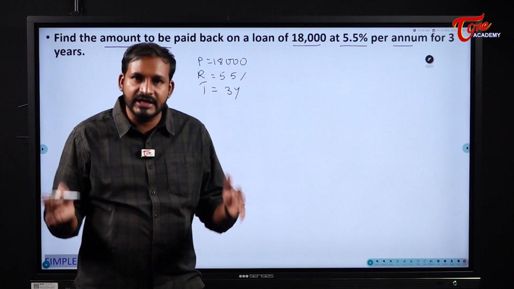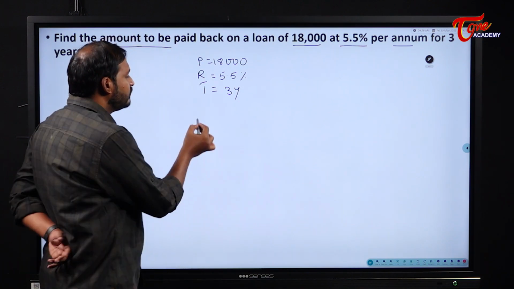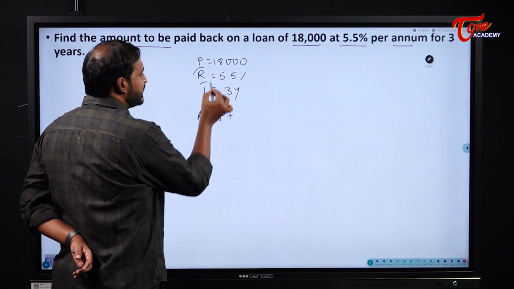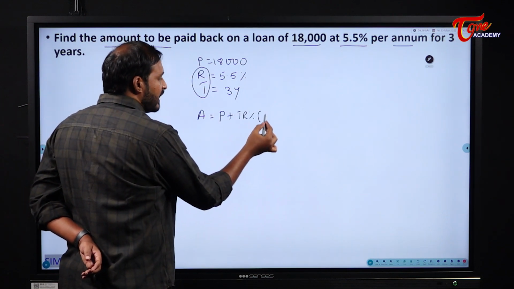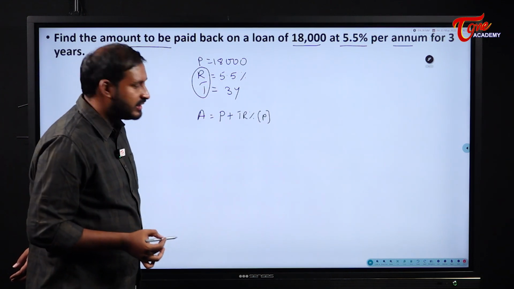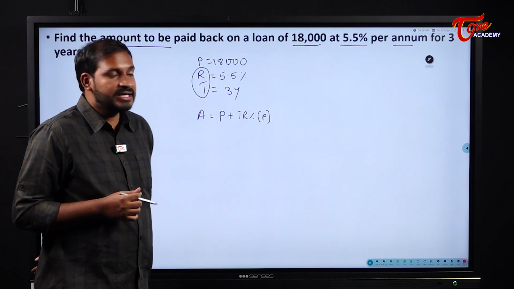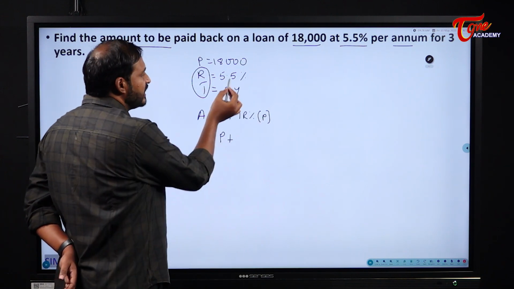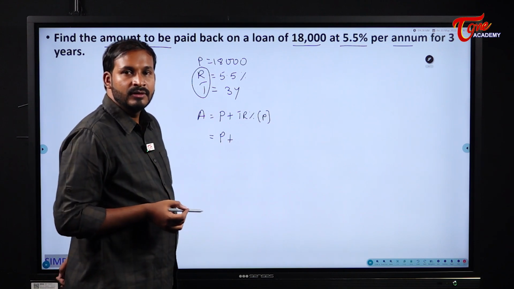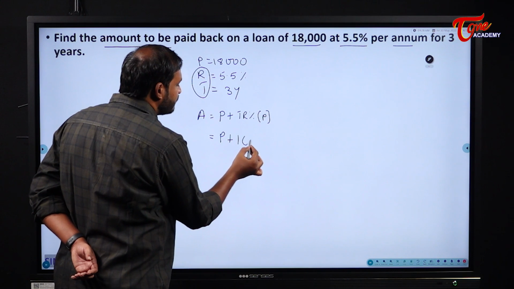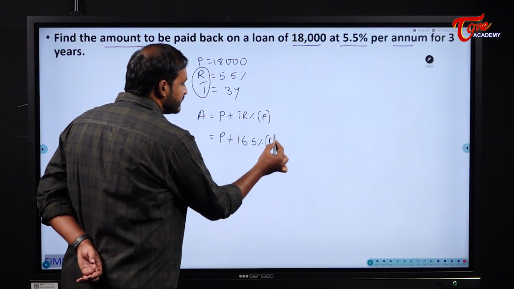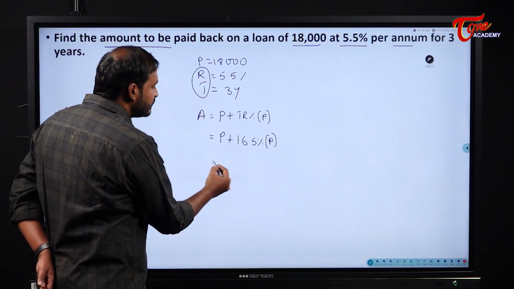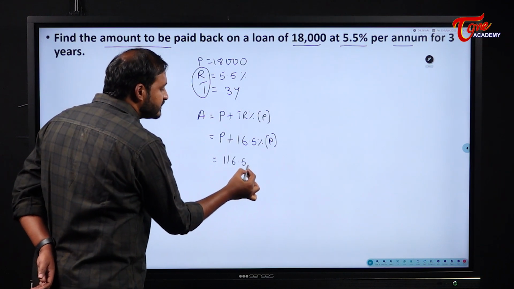It is a waste of calculating interest. That is the reason what I will do. Amount is equal to what happens in this case? Tell me. P plus TR percentage of P. As this is our first example, we are writing it very clearly. Please observe this one. P plus TR percentage of P. That means what happens to this? P plus, what is TR percentage of P in this case? 5.5 into 3, what does it become? 16.5% of P. Okay. So now what happens to this overall? 116.5 percentage of P.